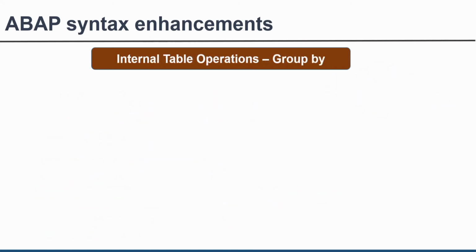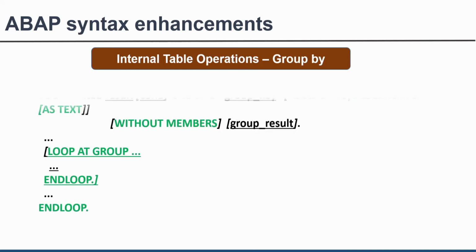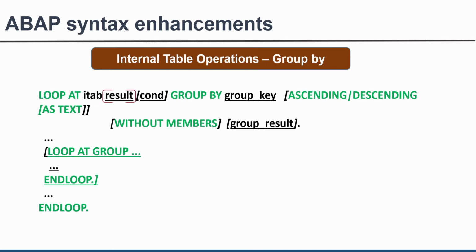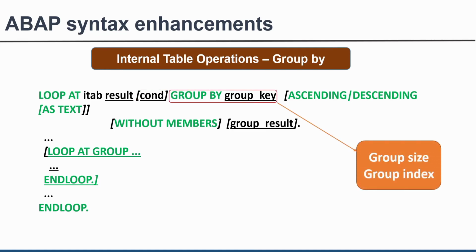Group by statement. This is a variant of the statement loop at. This groups the rows of the internal table and executes a loop across the groups. Check the syntax given on the screen. Here, result holds the work area. In the condition, you can specify the where condition, just like the old way. In group key, there are two components, group size and group index. Group size will have the number of lines contained in the group for each loop. Group index will have the number of the group for each loop depending upon ascending or descending.